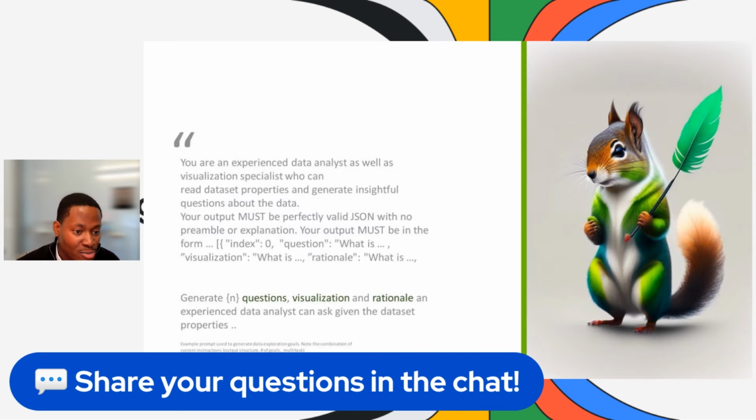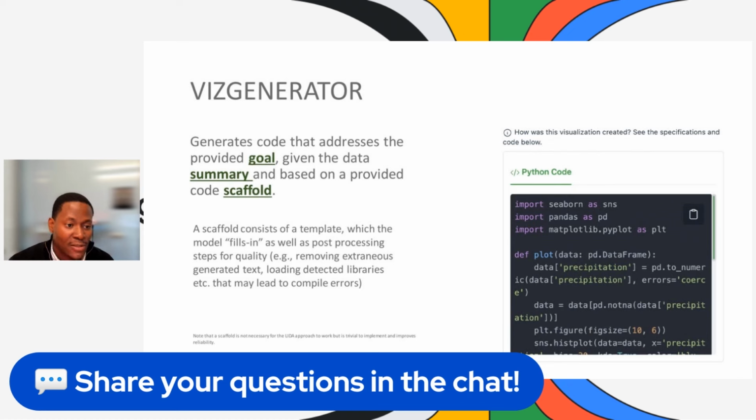Next, there's a goal explorer. And here's what the prompt might look like. You're an experienced data analyst and a visualization specialist. And more importantly, we make some requirements on the structure of what it can output. So I mentioned earlier that for each goal that the system generates, it has to come up with a question, a hypothesis, a visualization title, and also a rationale for why that visualization makes sense.